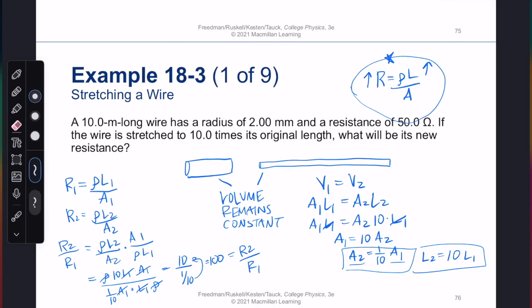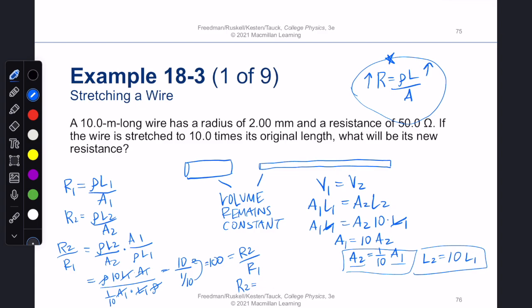So if I move that R1 over, it'll be a lot easier to read that relationship, right? Bring the R1 to this side with the 100. R2, so the resistance of the second wire, the longer one and the skinnier one, is going to be 100 times the original resistance of 50. So in other words, R2 is going to equal 100 times 50, which is 5,000 ohms.